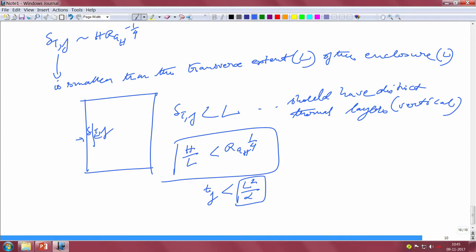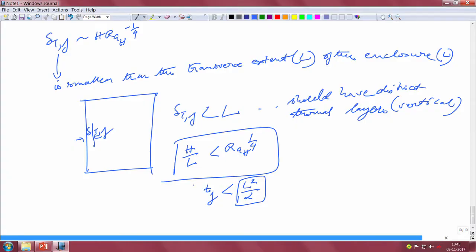So, conduction effect, if it reaches the other wall before the layers become convective, then of course we will have a merging. So, the time scale for the layers to become convective has to be smaller than the time that it needs for the conduction effect to be felt on the other side of the wall. That is the reason why we have this particular term, that T f is less than L square by alpha, L square by alpha.